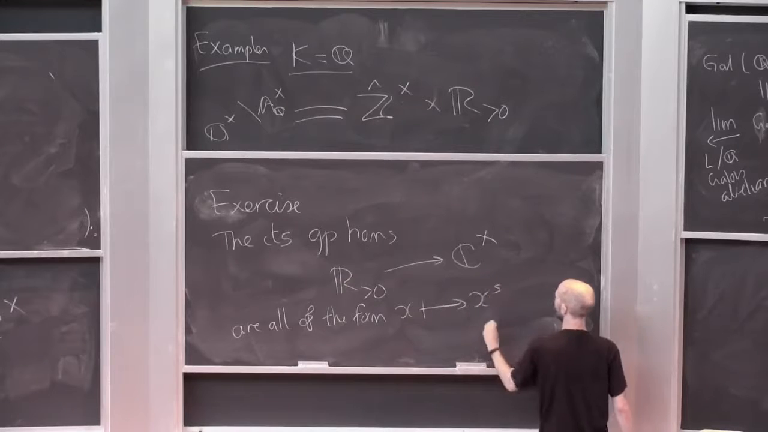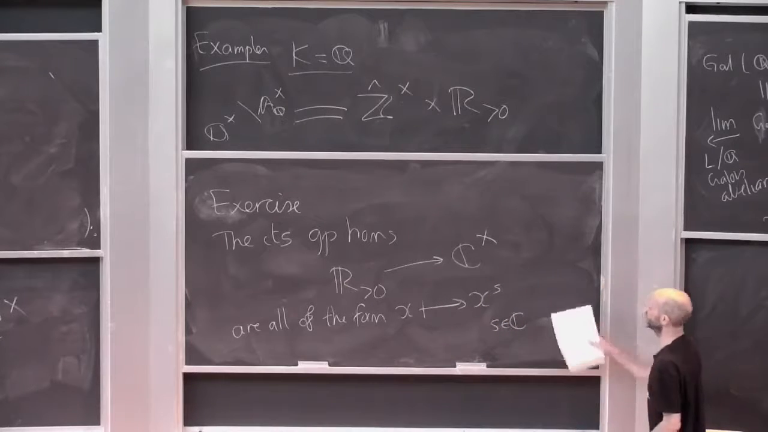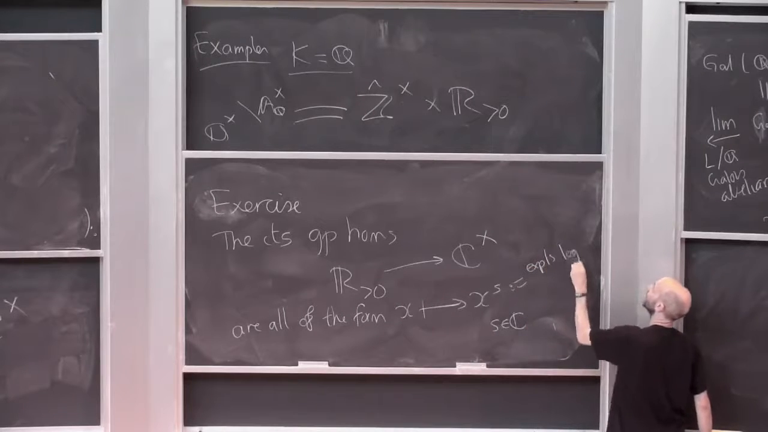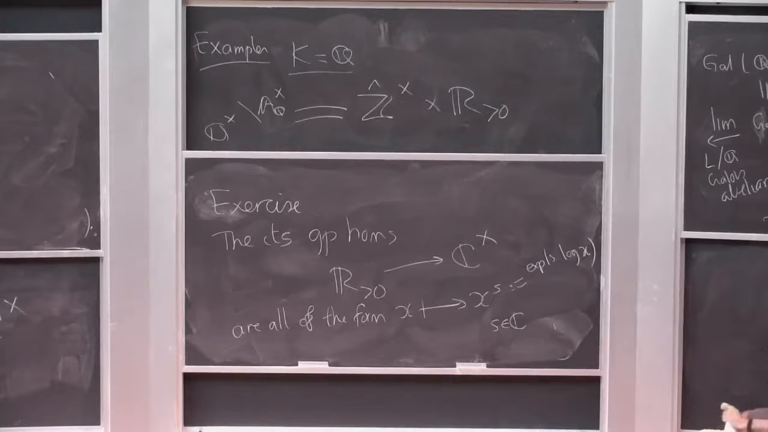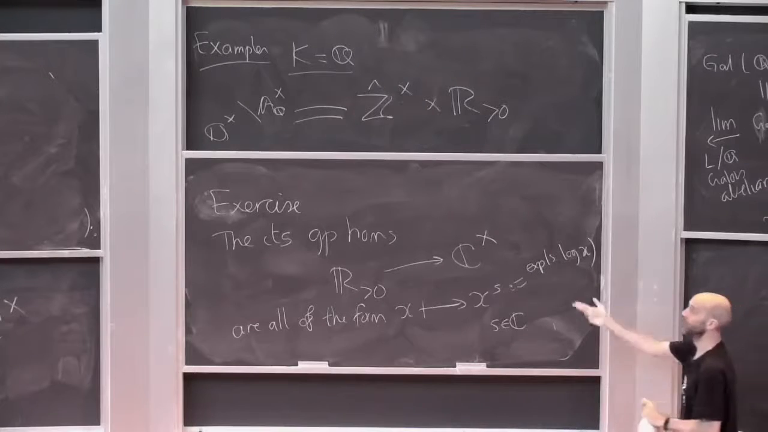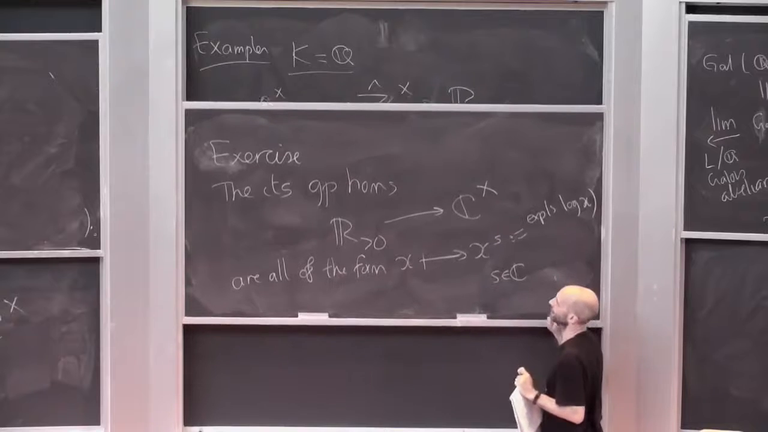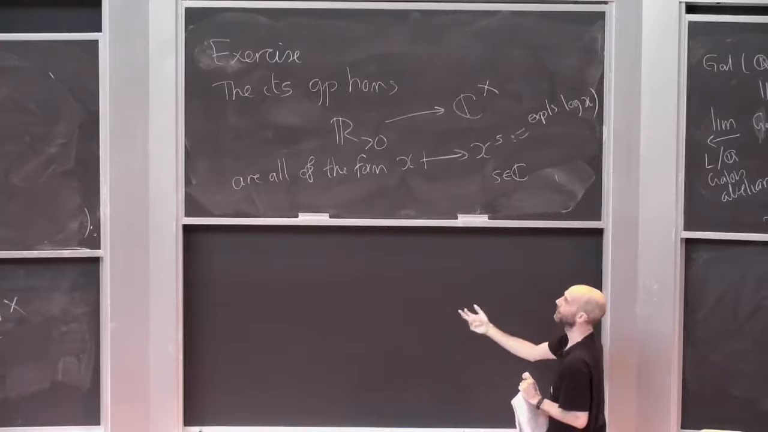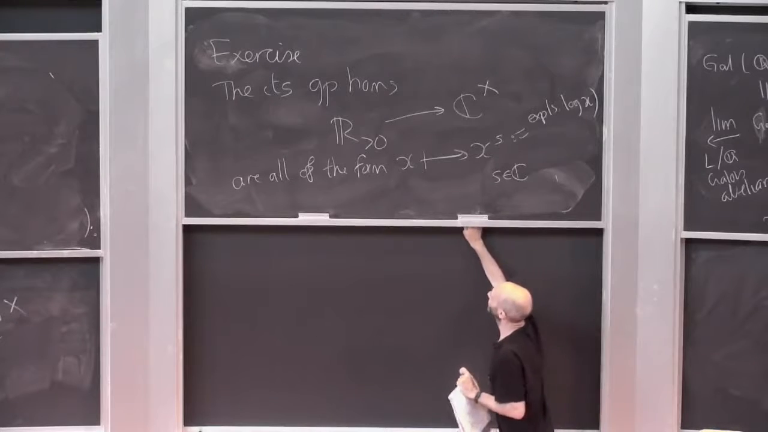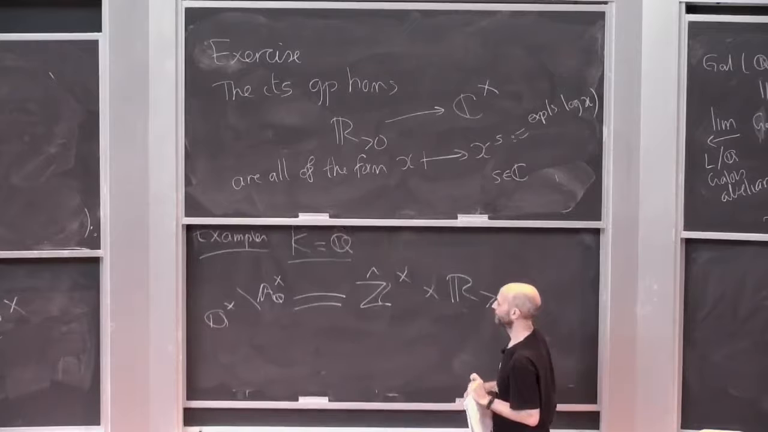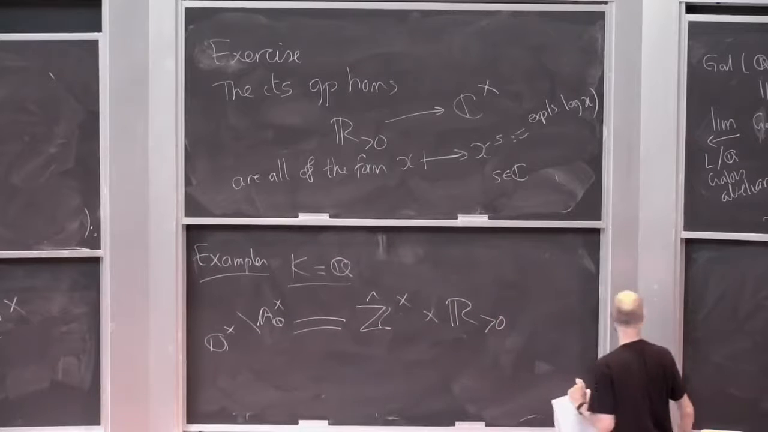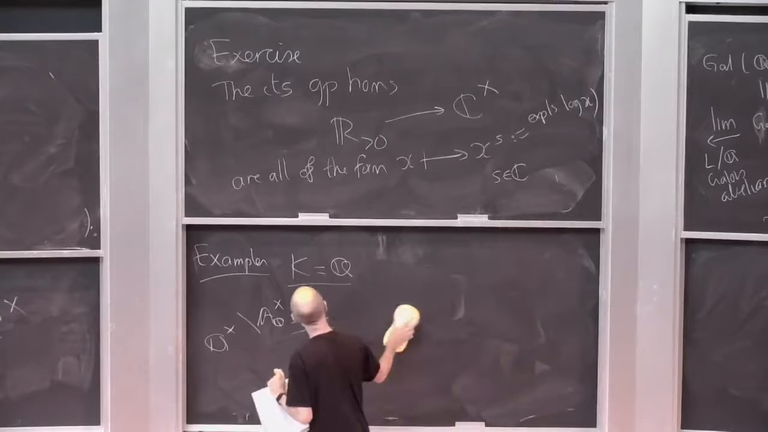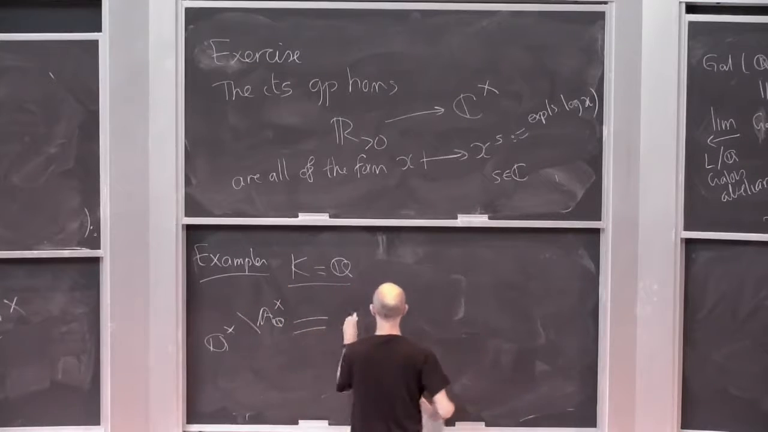x maps to x to the s for s a complex number, and the definition of x to the s is exp of s log x. In fact, the fact that I'm using exp and log is a clue as to how to do the exercise. Right? You use exp and log to reduce the question to figuring out what the continuous maps are from R to C, basically. And every continuous group homomorphism from R to C turns out to be linear. That's the point. Multiplication by s. That shouldn't go. Sorry.